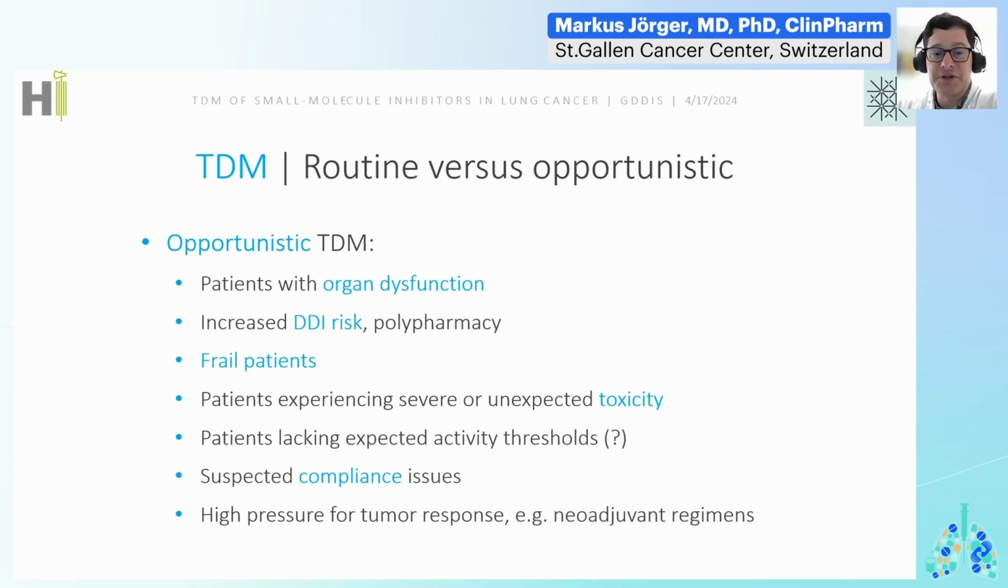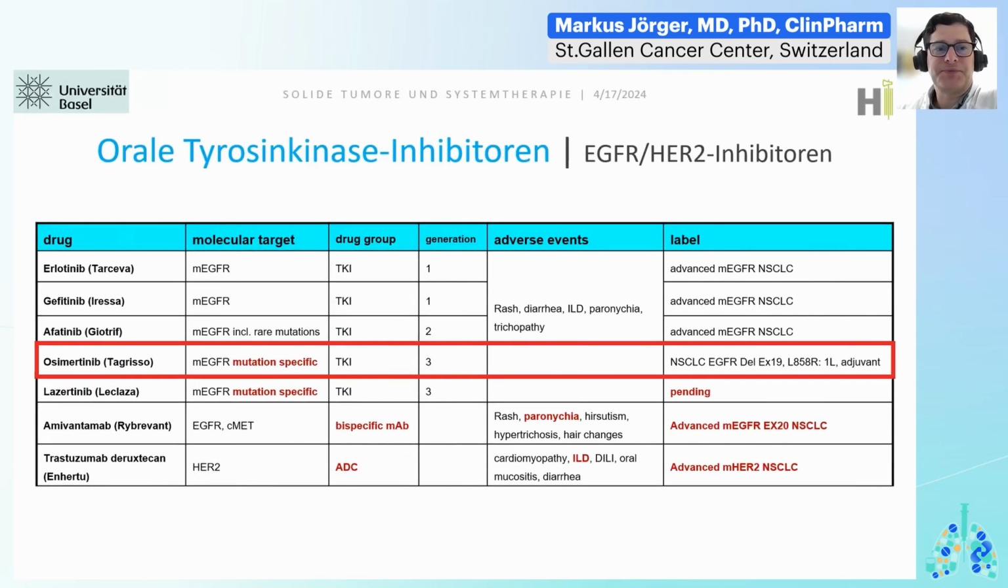High pressure for tumor response, I think that is something that could become more important in the future, in particular also in lung cancer, where the kinase inhibitors move to neoadjuvant regimens, and there we have of course a pretty high pressure to achieve a good response.